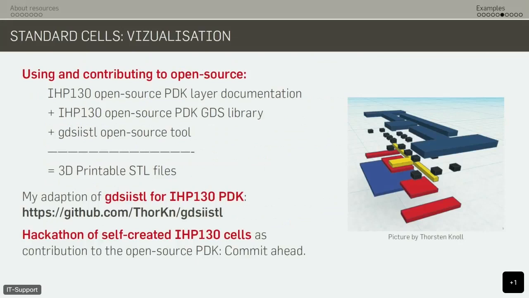Next thing is, when you're open source, you can visualize stuff. So an open PDK with a layer documentation, the OpenGDS library, including some open source tools, equals printable STL files for your 3D printer. My adaptation of a tool for the IHP 130 PDK is linked there, and you can create these STL layers in the picture on the right. I participated in a hackathon at ETH Zurich and did my own cell for the IHP PDK, and I wanted to print that, but the time frame was too short and I didn't get it.